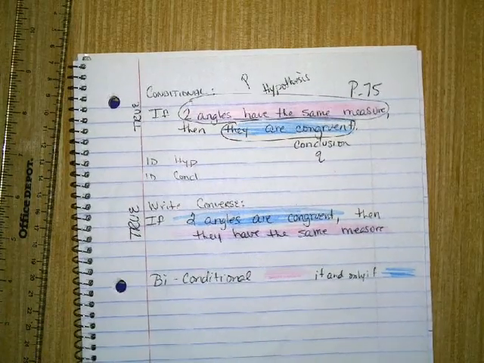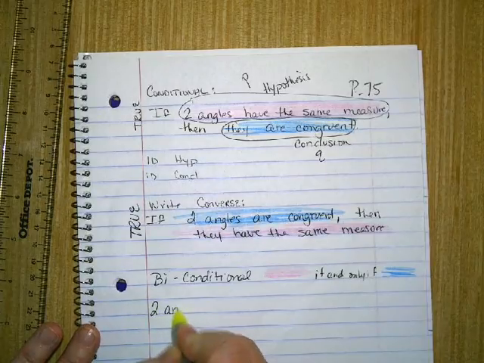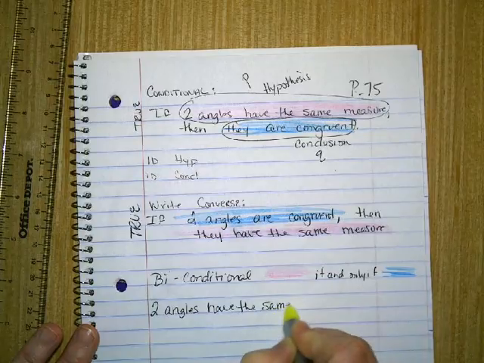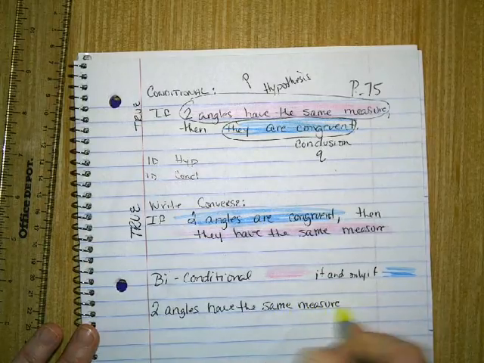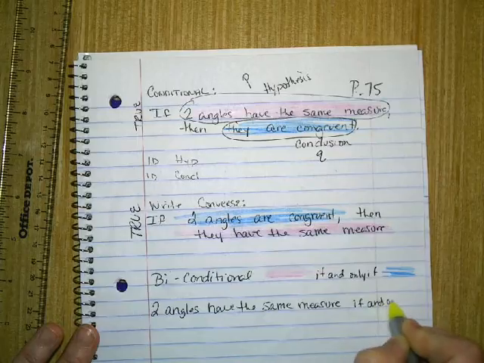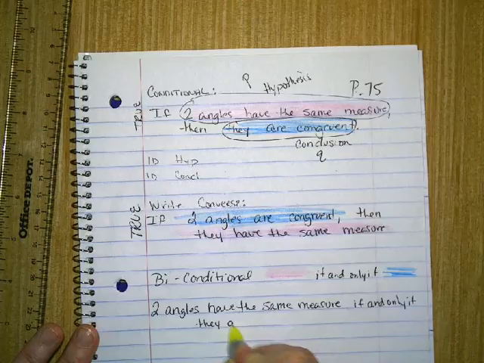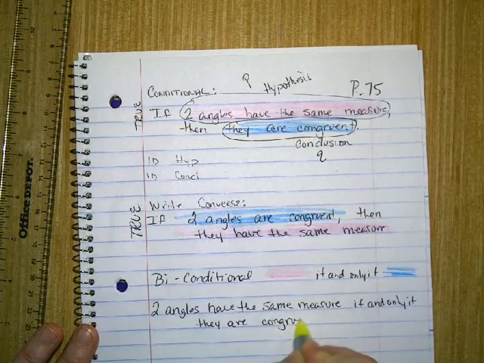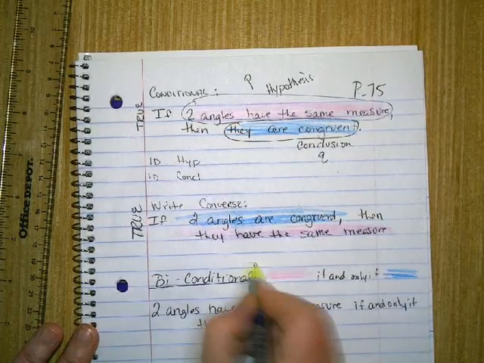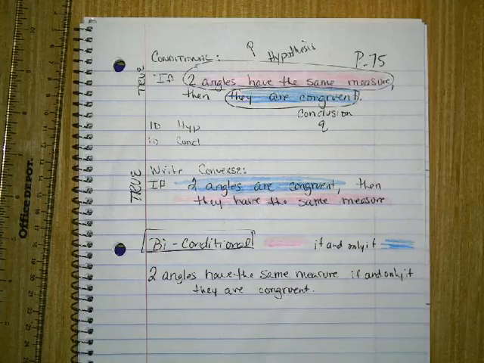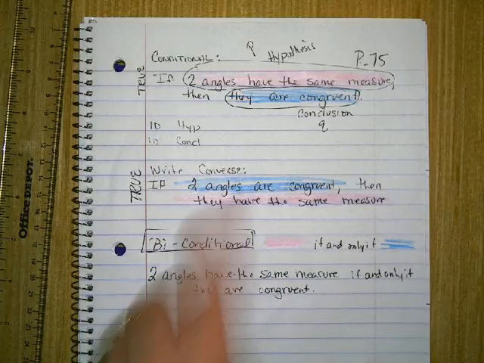So you say, two angles have the same measure if and only if they are congruent. Okay? So biconditional is our new item for today, and that's how you form that. Now, if you'd written the converse and it had turned out to be false, you couldn't write a biconditional.